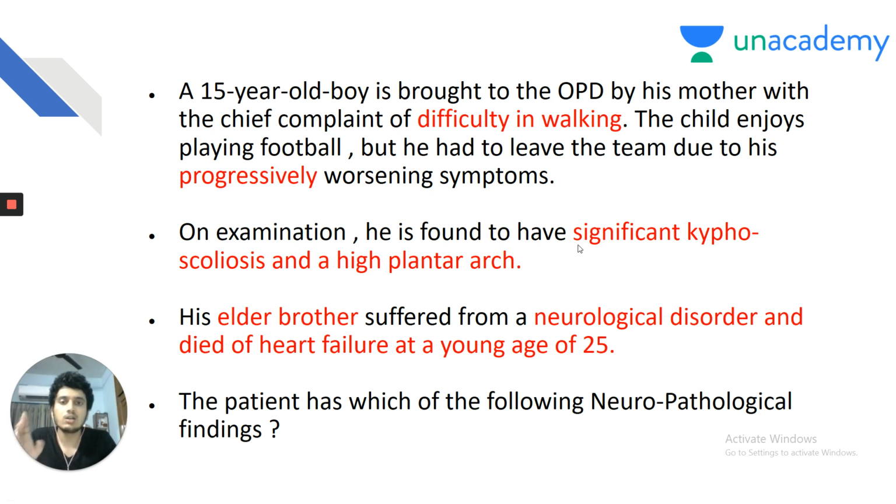So, a disorder related to congenital anomalies with significant systemic features like kyphoscoliosis, skeletal manifestations, and high plantar arch, that is pes cavus. And again, his elder brother suffered from a neurological disorder and died of heart failure at a very young age of 25. So, there is a similar history in his sibling, and he died of sudden cardiac death or heart failure. So, what can be the neuropathological finding in the child?